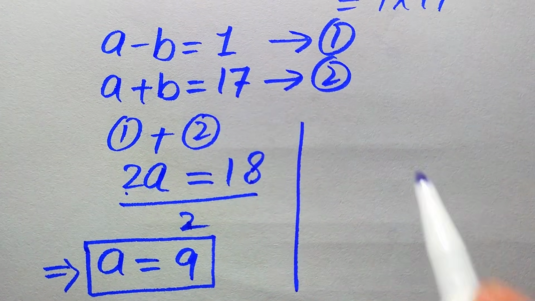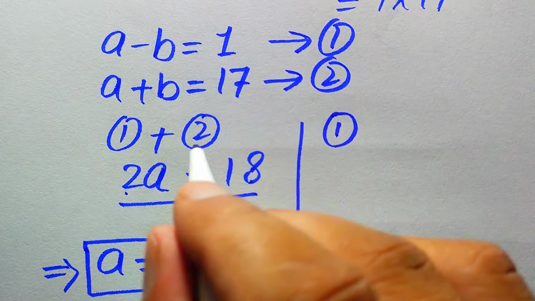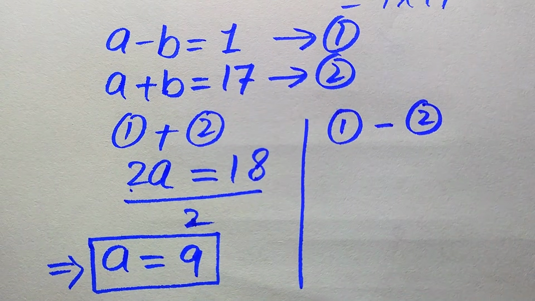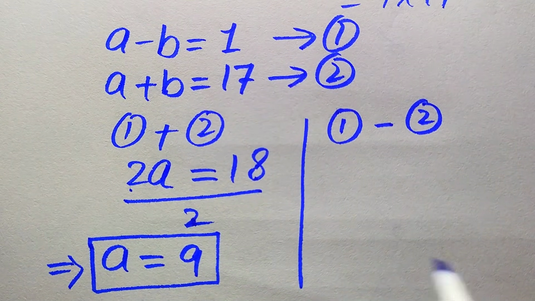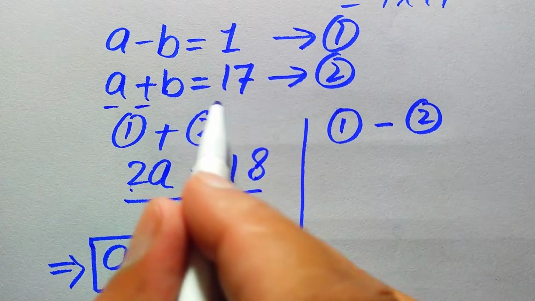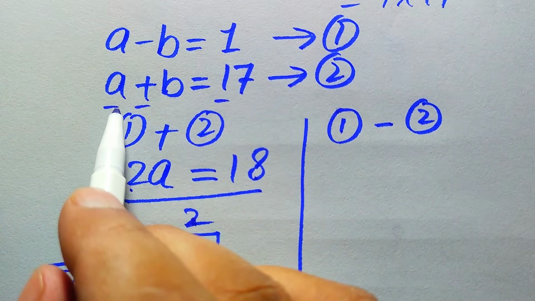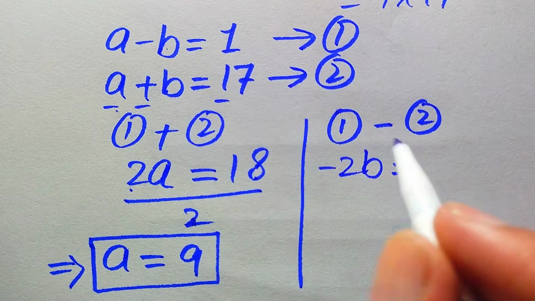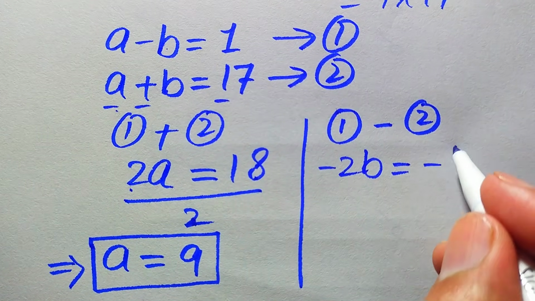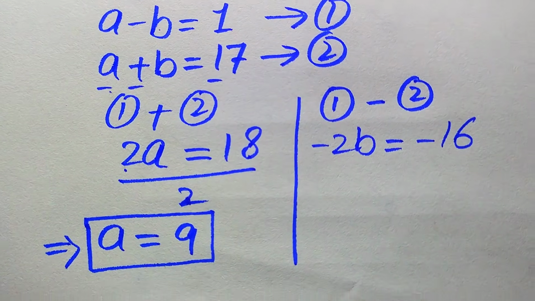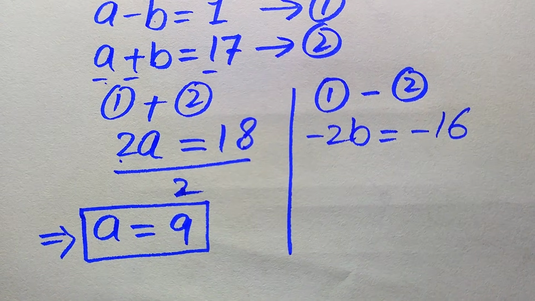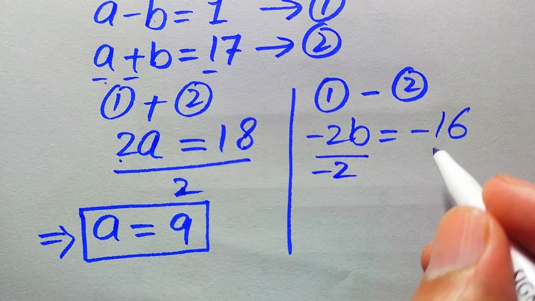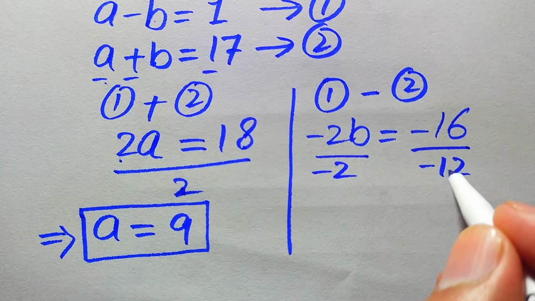And now here in the parallel side, first we added both of these two equations, and now we subtract both of these two equations. So when we subtract these two equations, we just change the signs. This positive a negative a are gone, minus b becomes minus 2b, 1 minus 17 becomes minus 16. And now for the value of b, we need to divide both of the sides by minus 2 in order to get the value of b.